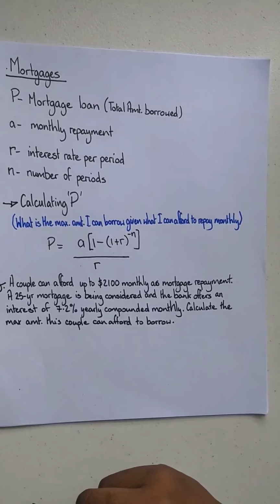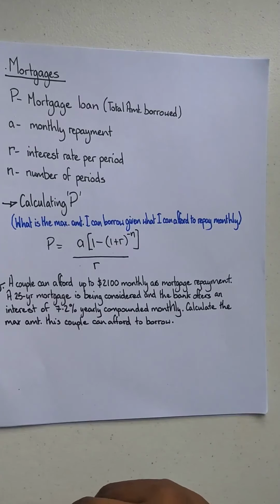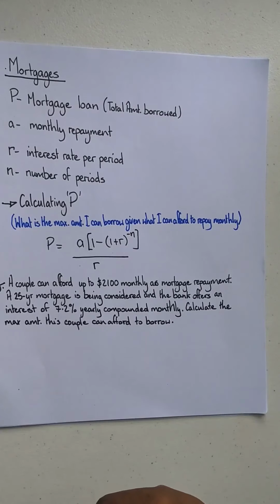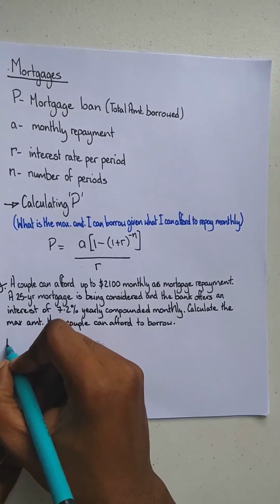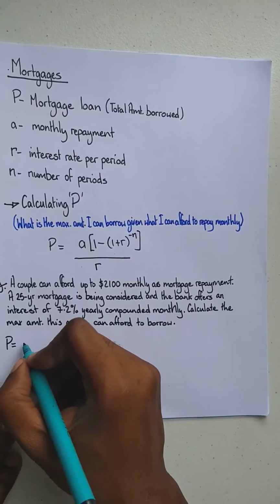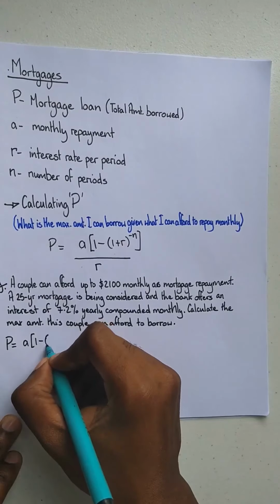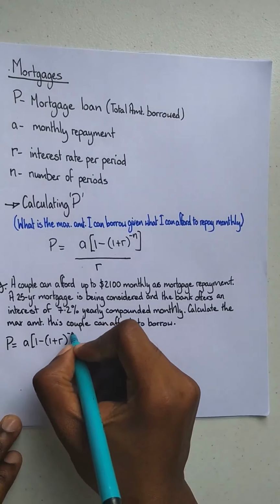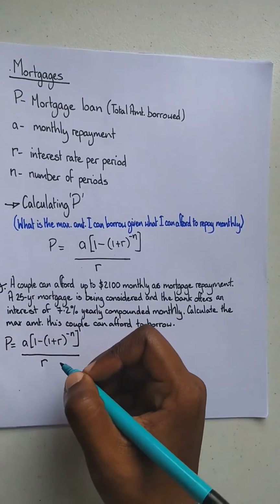So here's our example. A couple can afford up to $2,100 monthly as mortgage repayment. A 25-year mortgage is being considered, and the bank offers an interest rate of 7.2% yearly compounded monthly. Calculate the maximum amount this couple can afford to borrow. The maximum amount they can afford to borrow is P equals A multiplied by 1 minus 1 plus R to the negative N, divided by R.